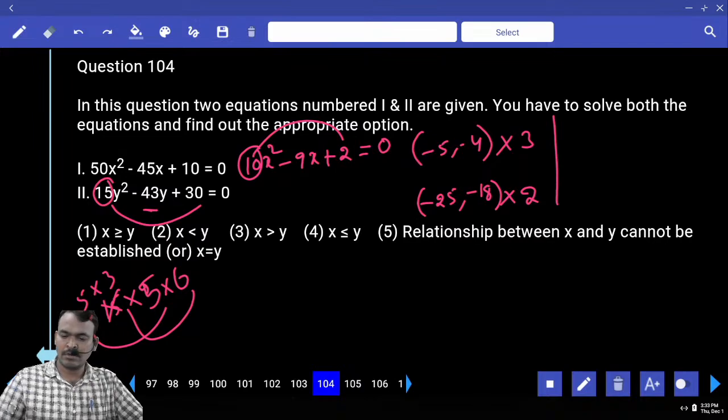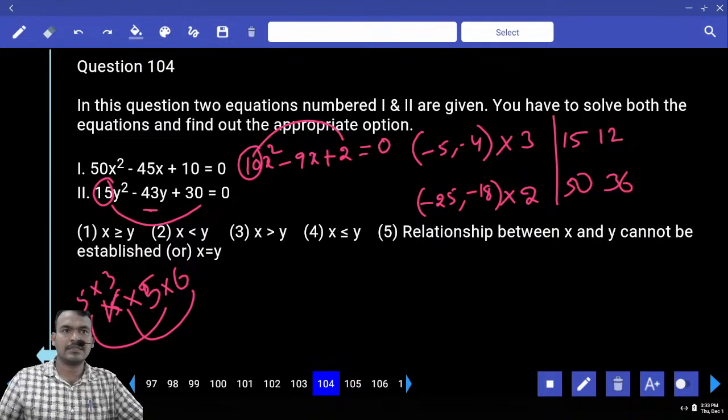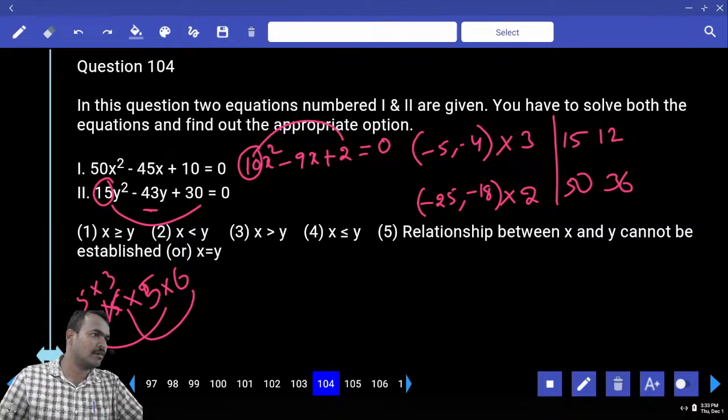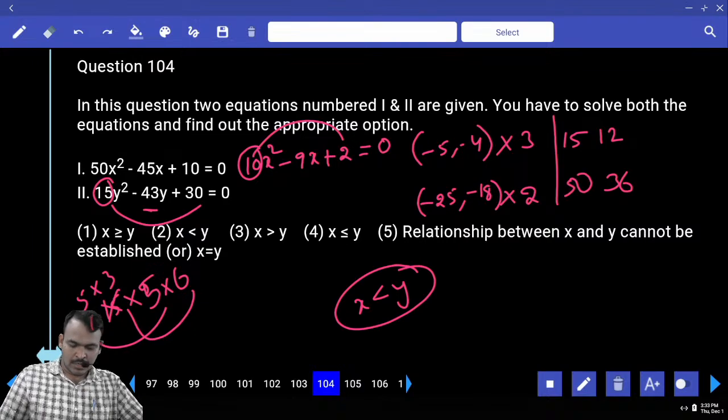What are the final roots? 15, 12. 2 into 25, 50. 2 into 18, 36 or not? 15 and 12 compared to 50 and 36, less or not? What is the answer? X is less than y. Next 105.